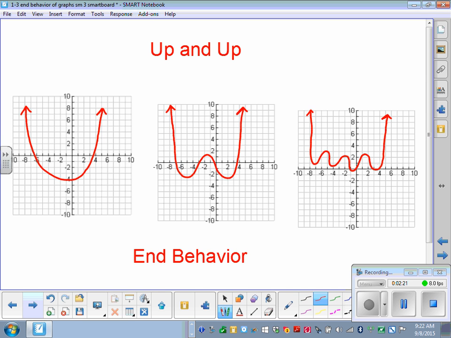Looking at this, it's actually like a 4th degree polynomial. Notice it has end behavior up and up. Now look at this crazy one, squigglies in between. Well, it doesn't matter what happens in between, it still has end behavior up and up. Does everybody see how up and up looks?